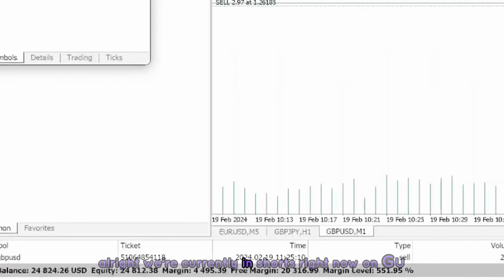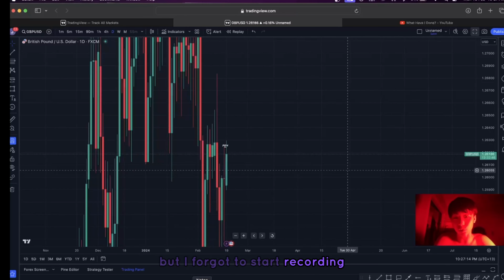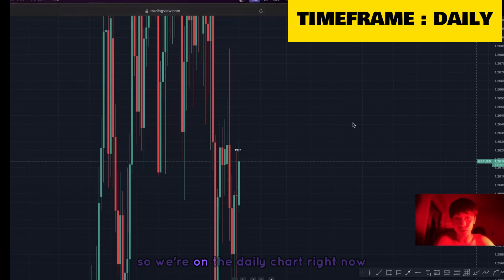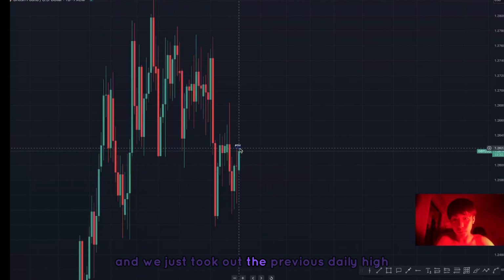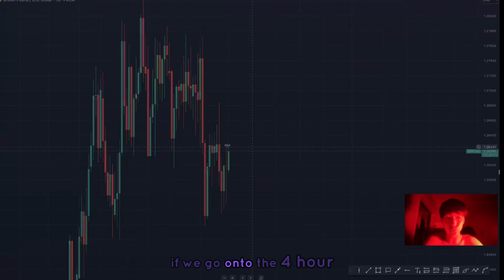Alright, we're currently in shorts right now on GU, but I forgot to start recording, so here's my buy. So we're on the daily chart right now, and we just took out the previous daily high right there. If we go on to the 4 hour, if it wants to load.